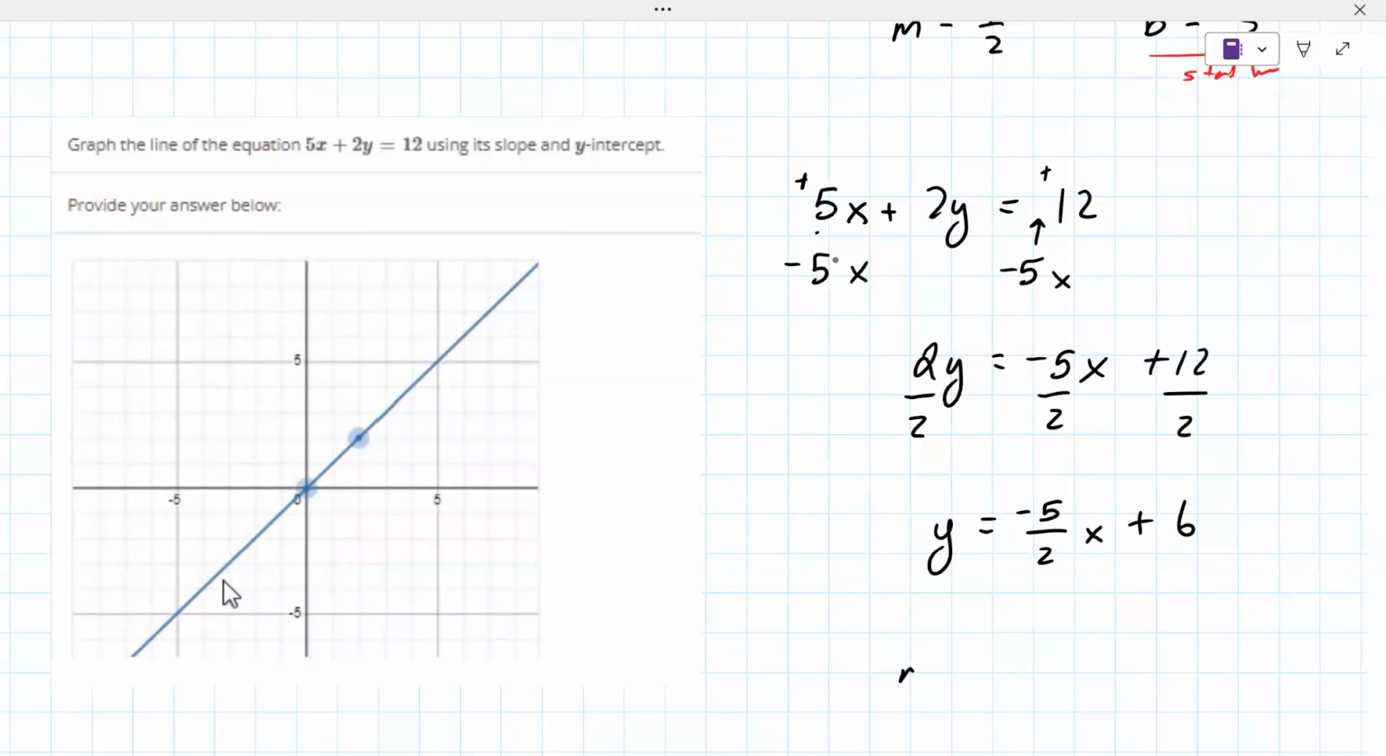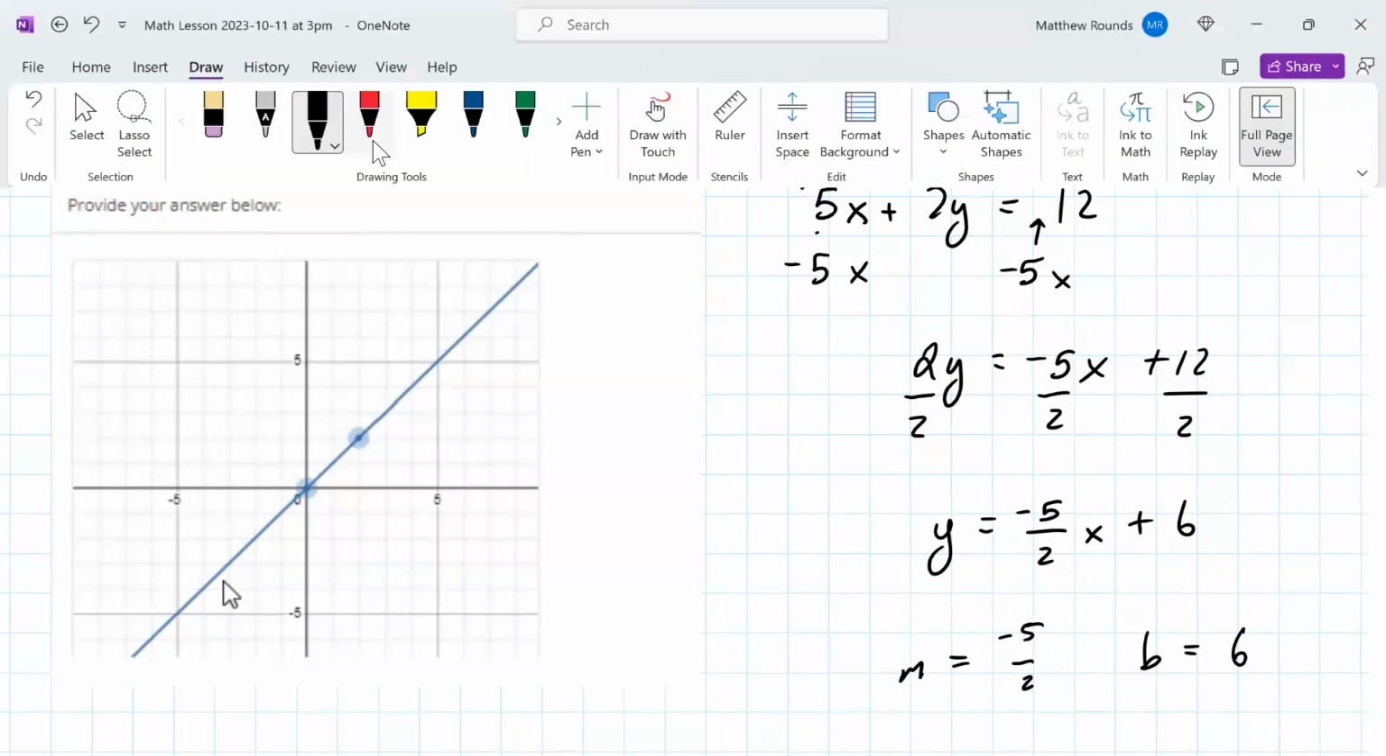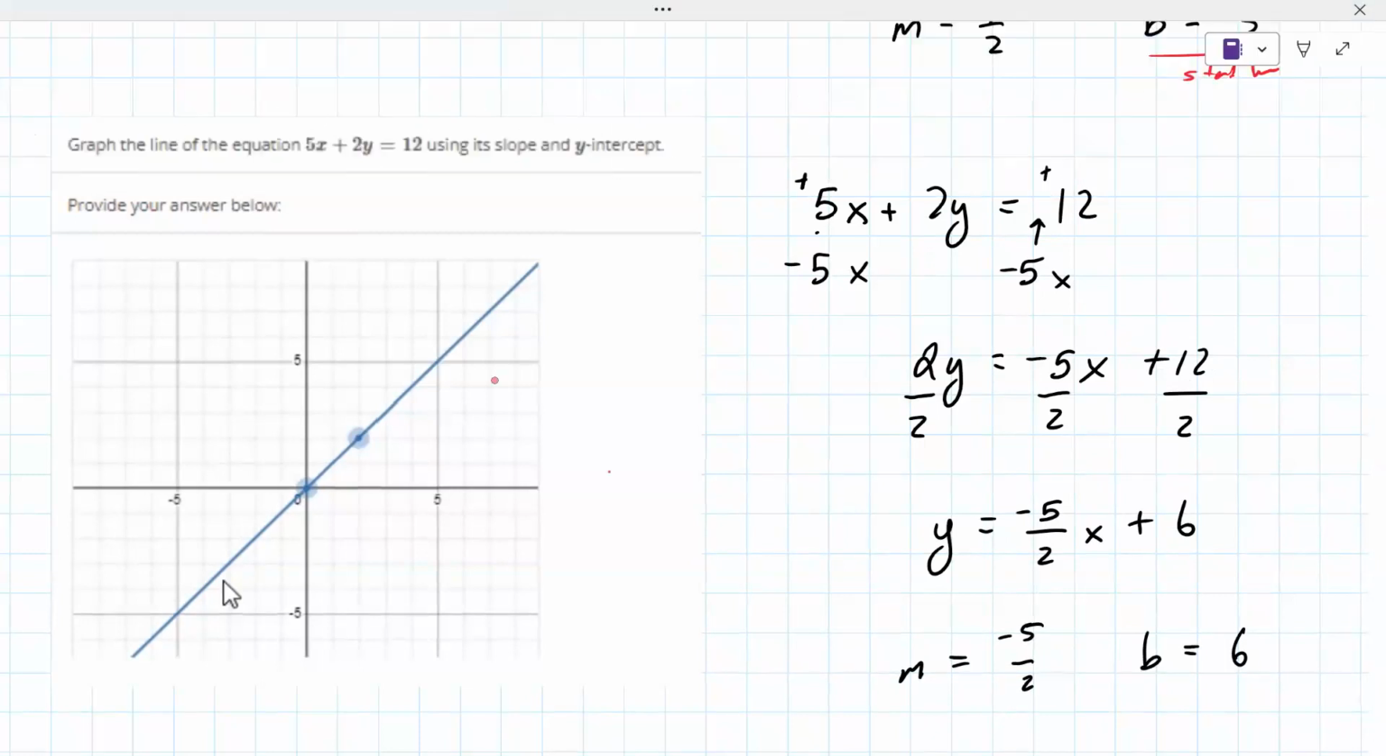So what is the slope and what is the b value? The m value would be negative 5 over 2. Good. And the b value? 6. Okay. And which do you start with, the b value or the slope, when you graph? The slope.